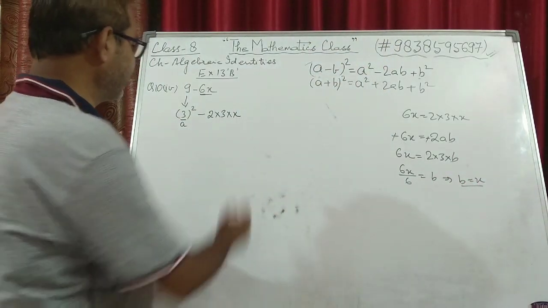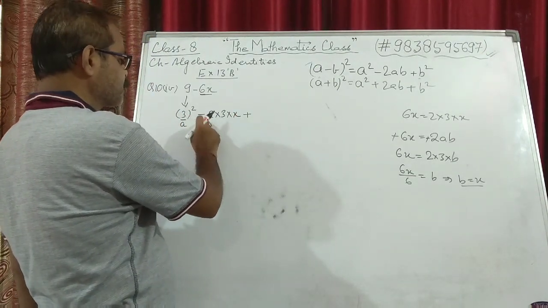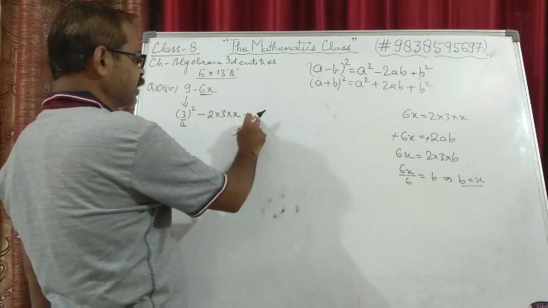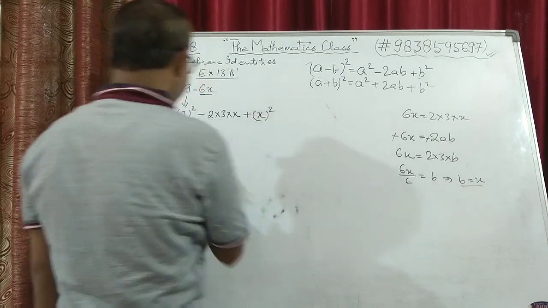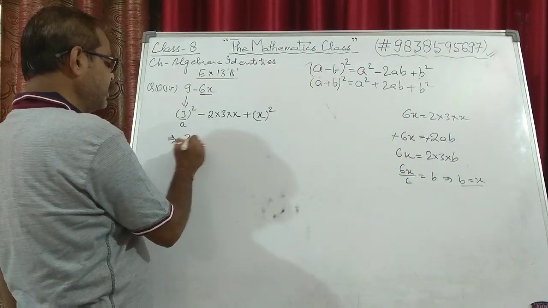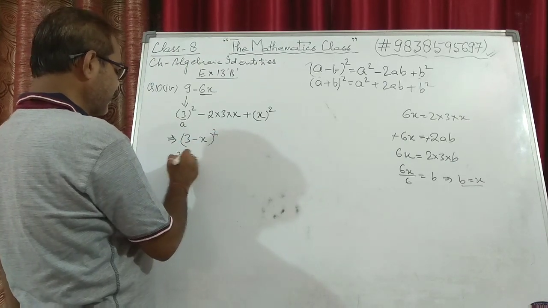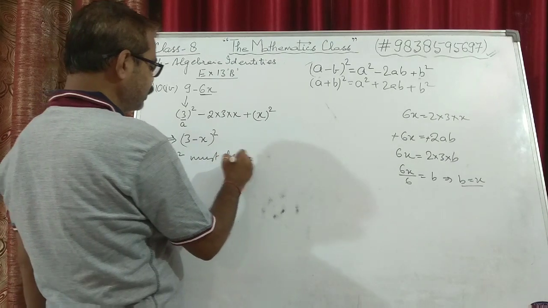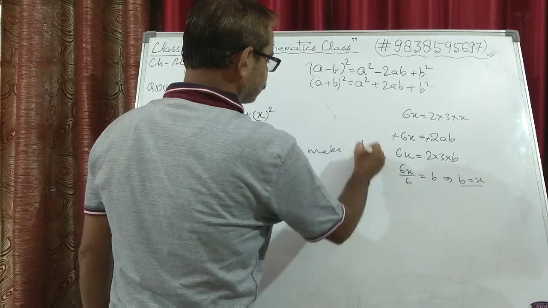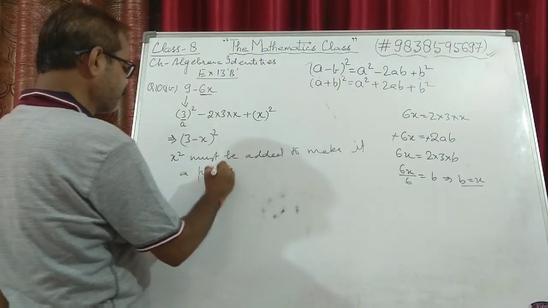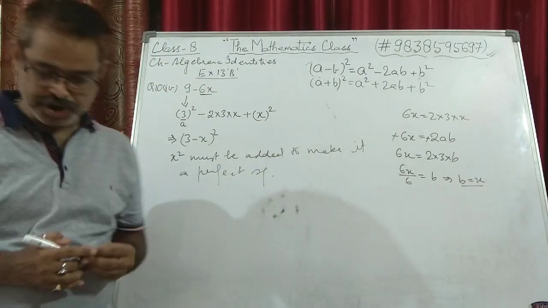We got the value of x. So what should we add here? Here a square minus 2ab plus b square should come, and b is x. So we will add the square of x, and this will become (3 minus x) whole square. So what should be added? x square must be added to make it a perfect square. This is how we will solve this question.